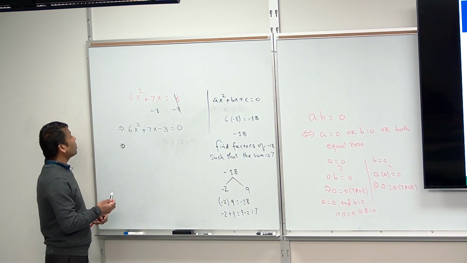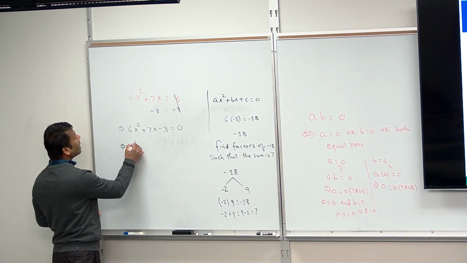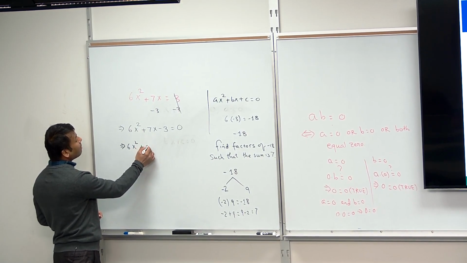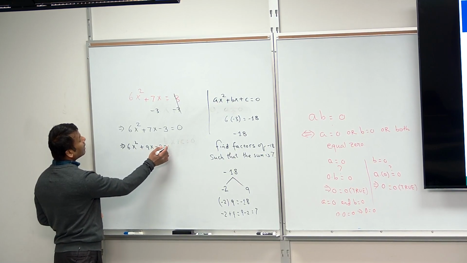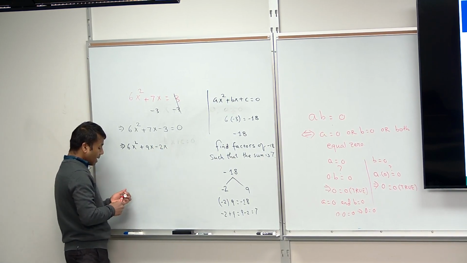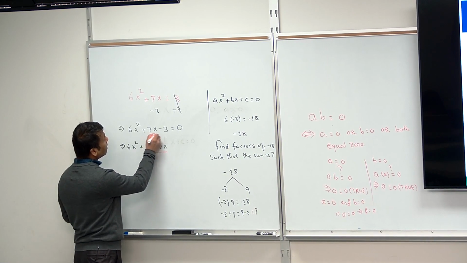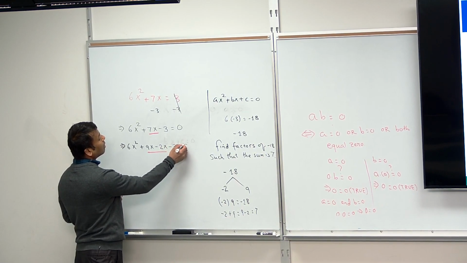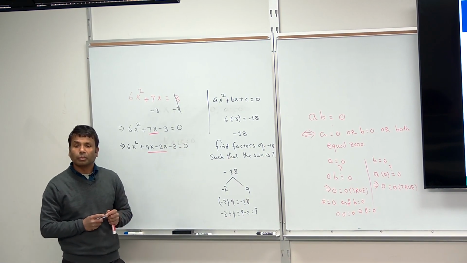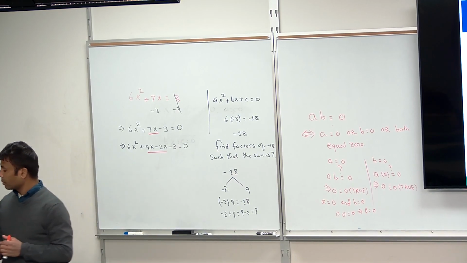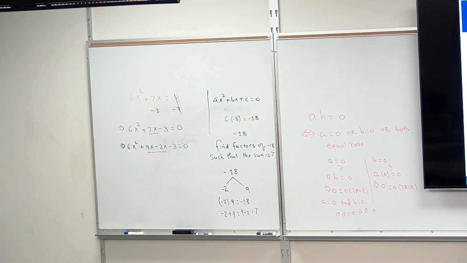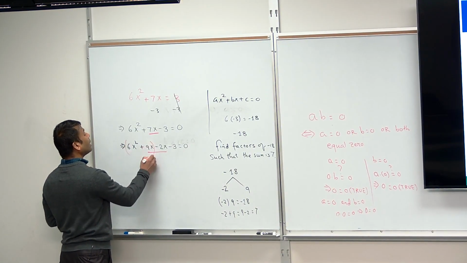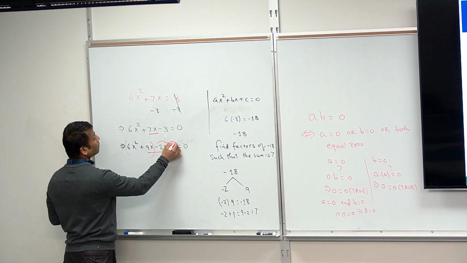Okay. So now I can rewrite this as 6x squared, and the 7x is the same as 9x minus 2x, right? This 9x minus 2x is 7x. They are equivalent. Minus 3 equals 0. Now by suitable grouping, we group the first two terms and the last two terms.